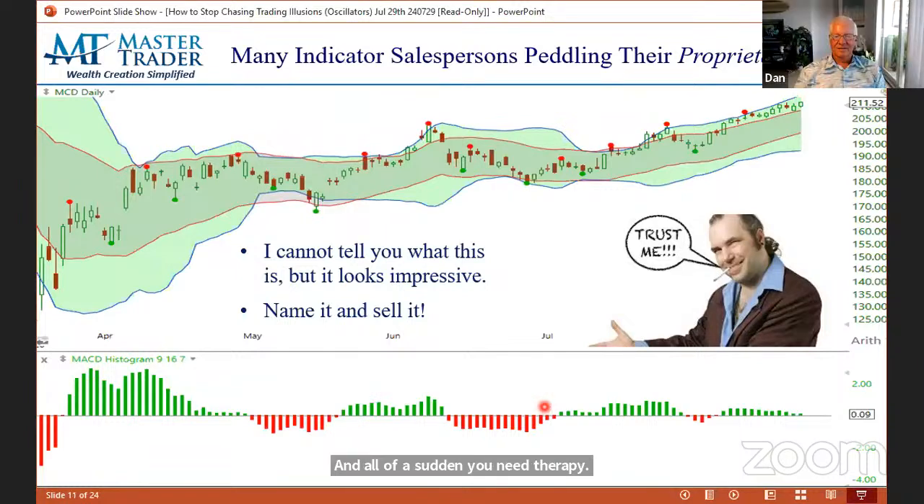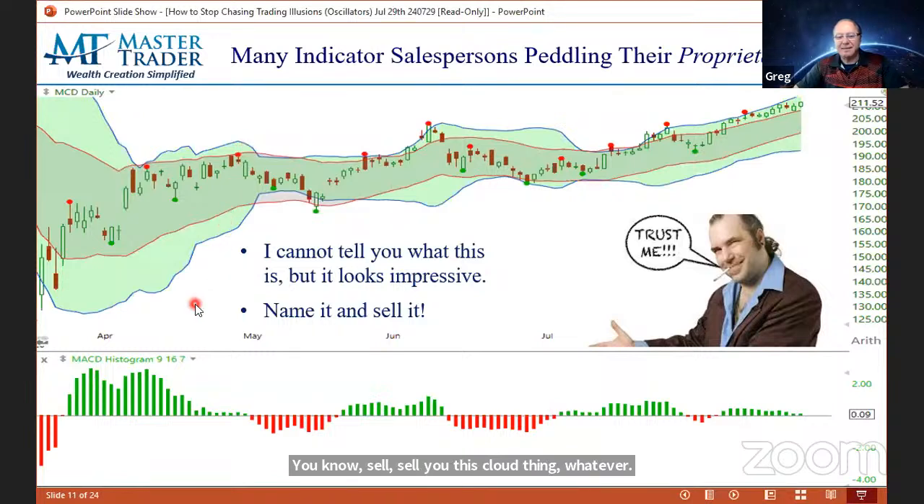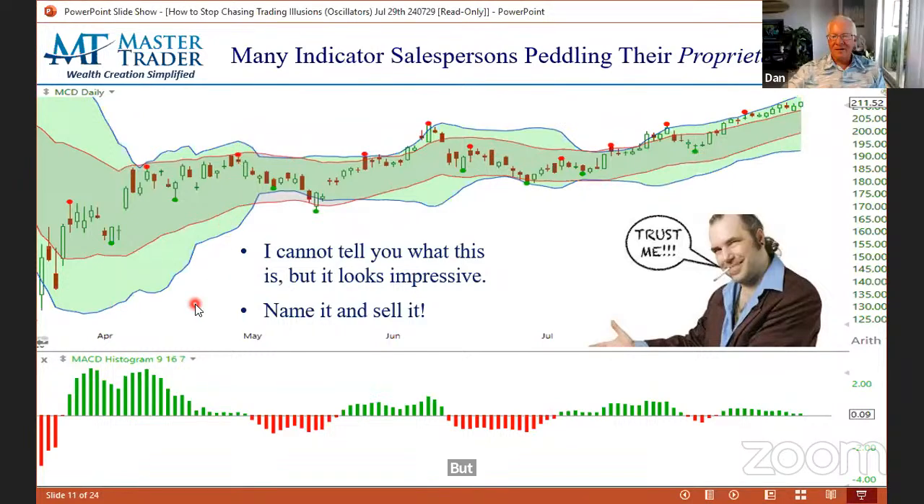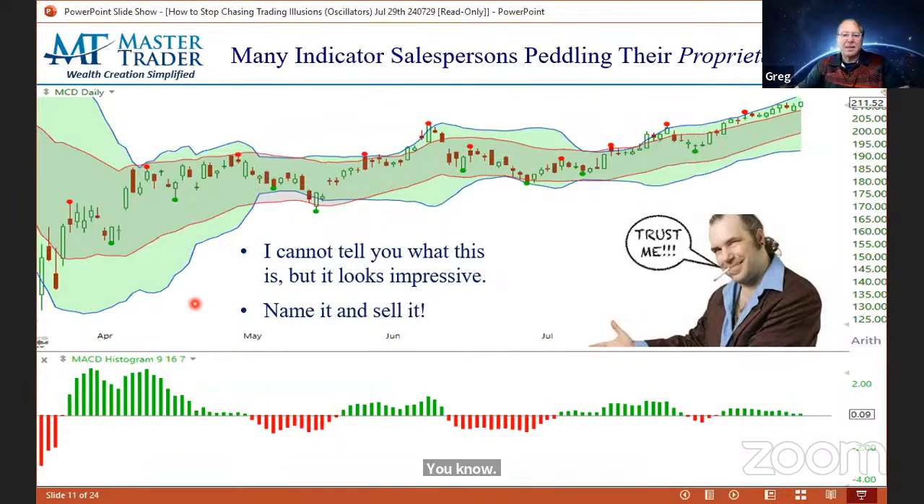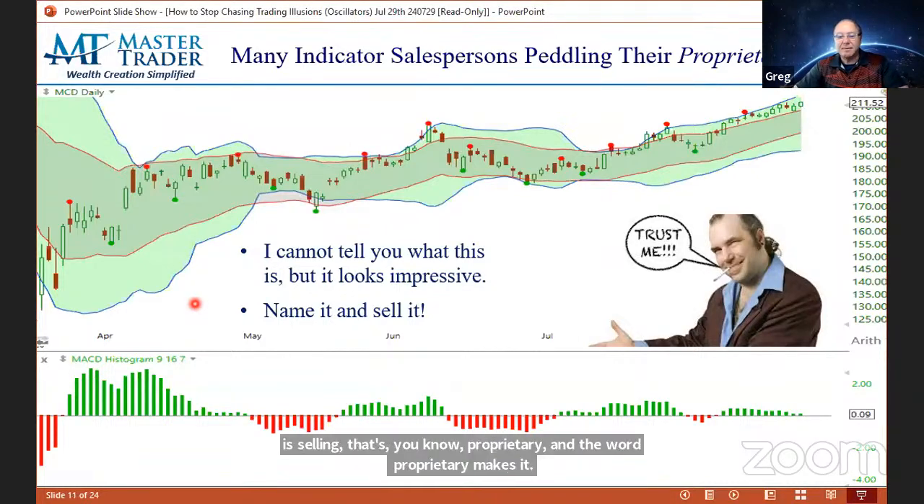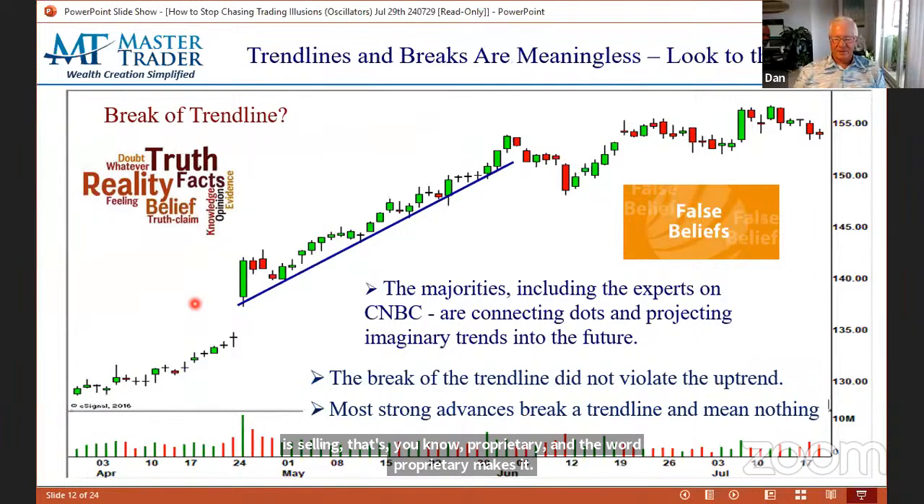Do you trust this guy? He looks trustworthy. He's trying to sell you this cloud thing, whatever. Those are just bands, and who knows what it is. It's just another indicator that someone is selling that's proprietary, and the word proprietary makes it more expensive. And back to the diet pill.